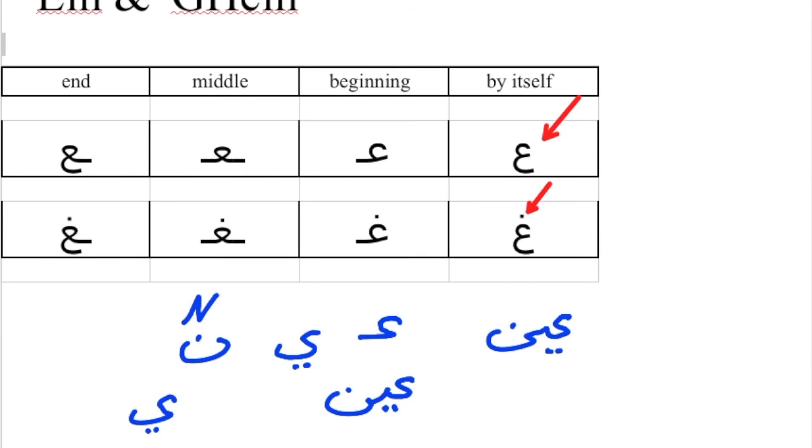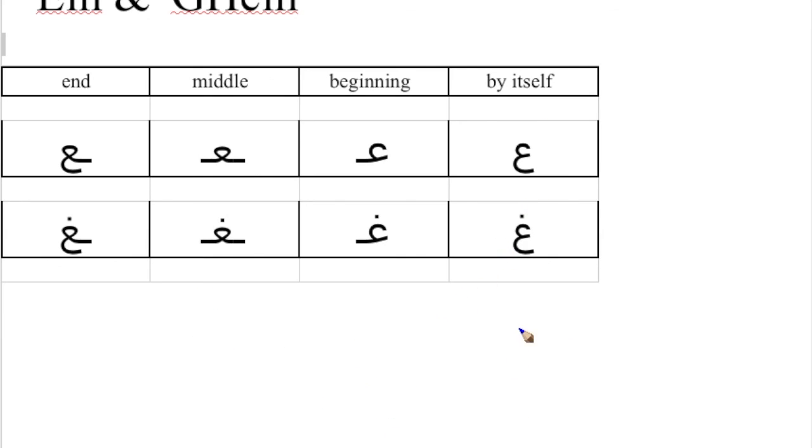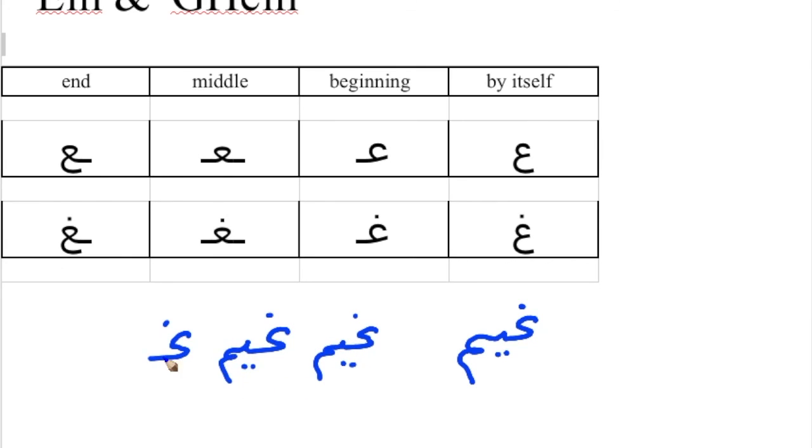Now let us write something for letter Gha, which is this one. Ghaim. Gha, and this is letter Gha, okay? You have to add that dot, otherwise people will not know that you are saying letter Gha. All right? Ghaim, these are the two dots here, and now we write Ghaim. Ghaim means a cloud. All right?